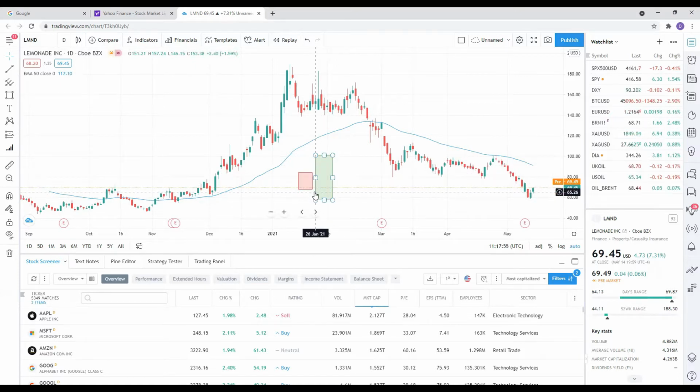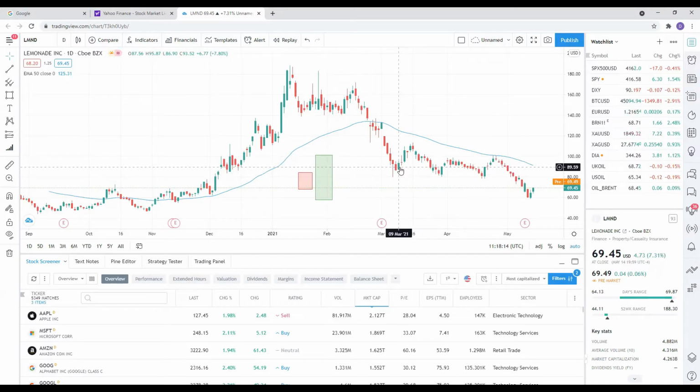Now let's look for a bullish engulfing. This is a bullish engulfing here. Well, somewhat of a bullish engulfing. We see this is the red candlestick. This is the body of a red candlestick. This is the body of a green candlestick. The body of the green candlestick overpowers the body of the red candlestick.